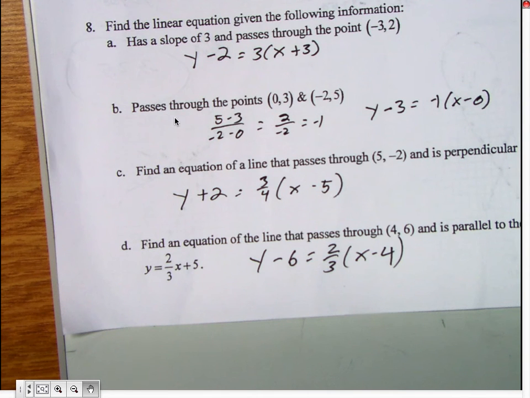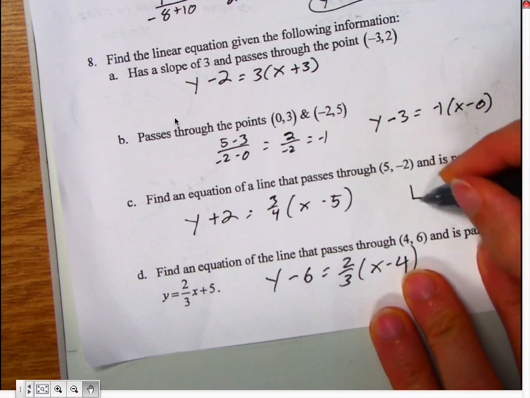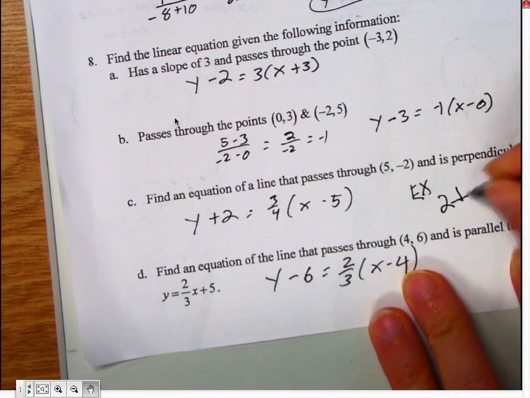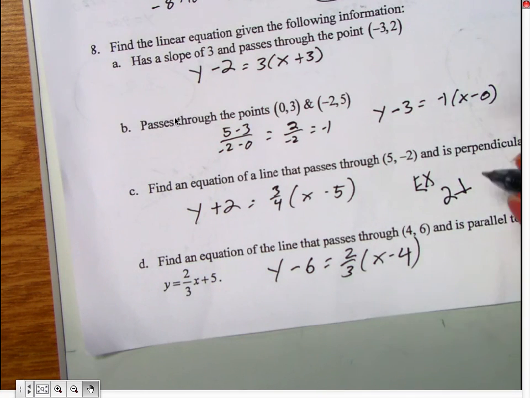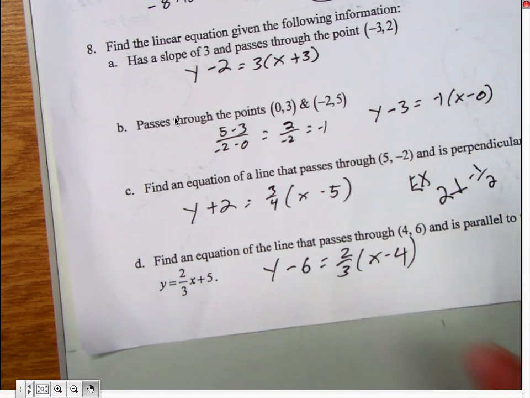Yes, Ethan. Perpendicular means your slope has to be opposite reciprocals. So, for example, if I have 2 and I want to find something that's perpendicular to 2, I flip it over and I change the sign. So it would be negative 1/2. Opposite reciprocal. Opposite sign and the reciprocal.